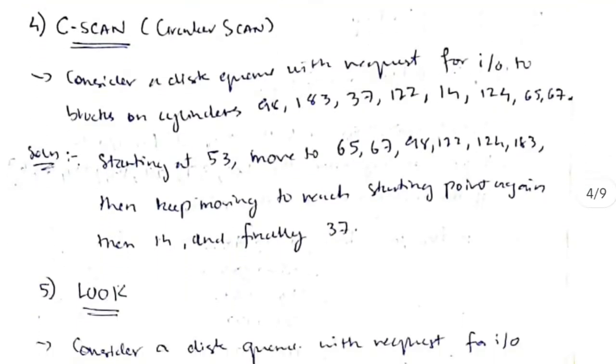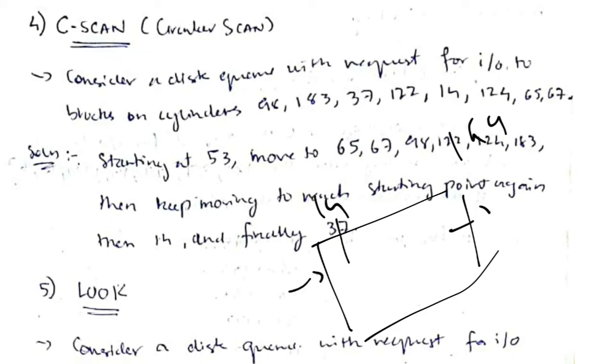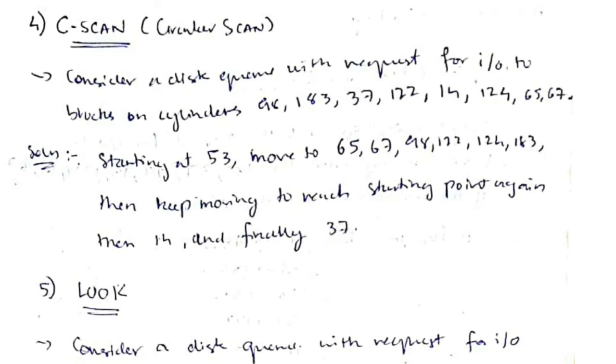The fourth one is circular scan. In circular scan, it's the same thing. We'll reach till 199, but we'll not come back from 199. We'll be starting from the other end. Means if we reach here, we'll begin from here. So in this case, 14 will be accessed first, then 37 will be accessed. Okay, that's the only difference.